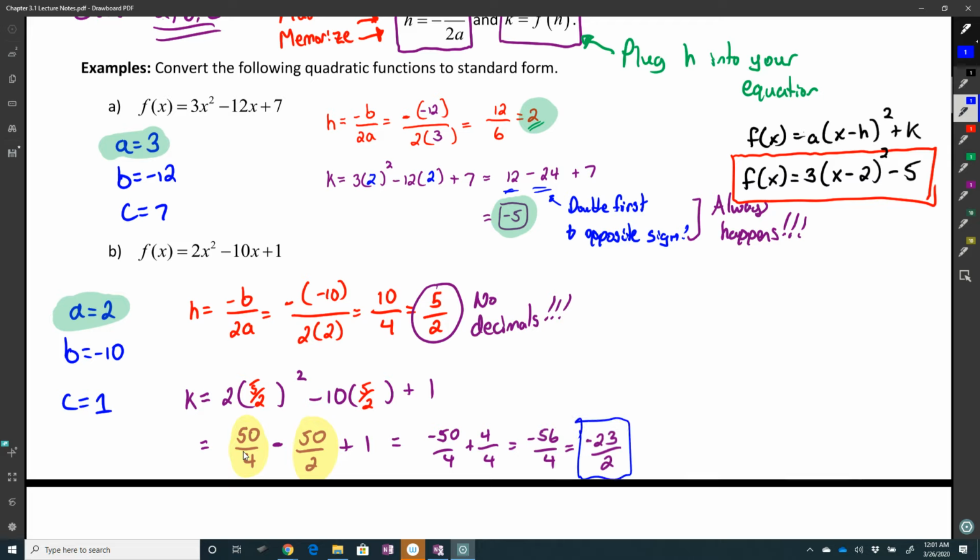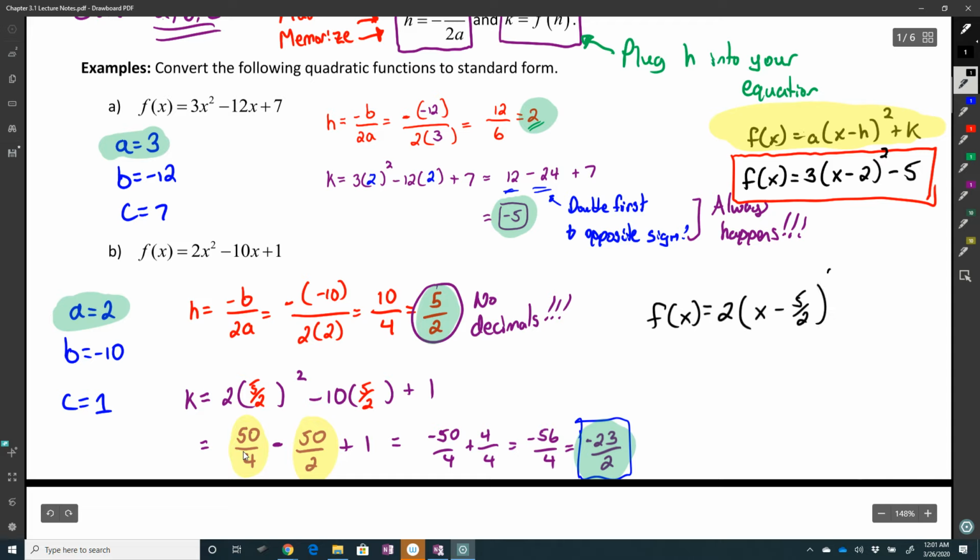Okay, so I know my A, I know my H, I know my K, and so now I can just plug it into the formula. F of x is equal to A. I'm using this formula up here. F of x is equal to A which is 2, parentheses, x minus 5 halves, close the parentheses, squared, minus 23 over 2.